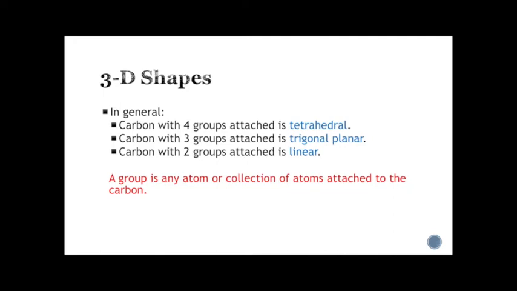So in general, if carbon has 4 groups attached to it, and a group can be an atom or a group of atoms that are attached to the carbon, then it's tetrahedral. So for all single bonds around the carbon, it'll be tetrahedral shape or geometry. If the carbon has 3 groups attached to it, so usually that means it has a double bond, then it will have the trigonal planar shape. If carbon has 2 groups attached, so that will have the triple bond with it, it'll have a linear shape.